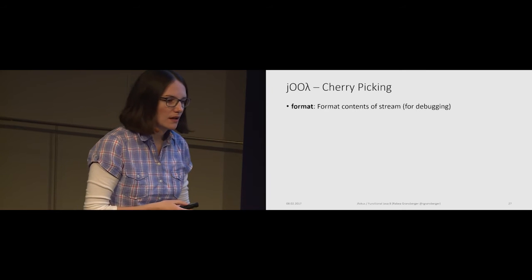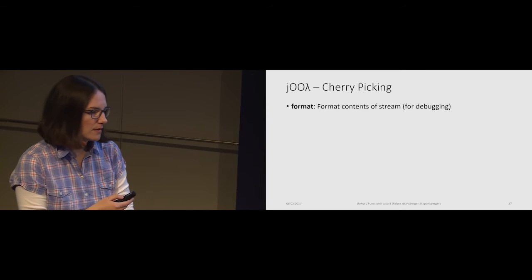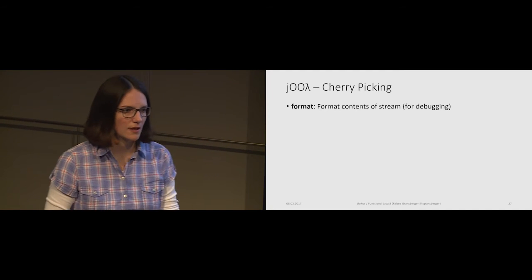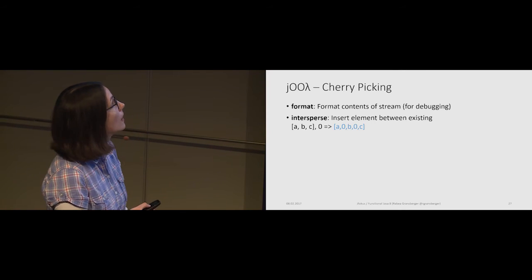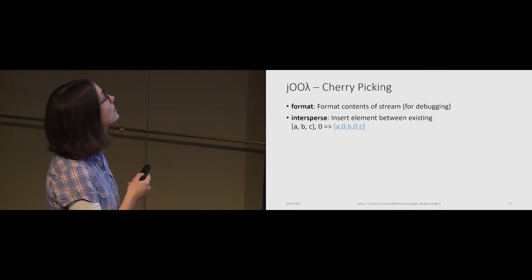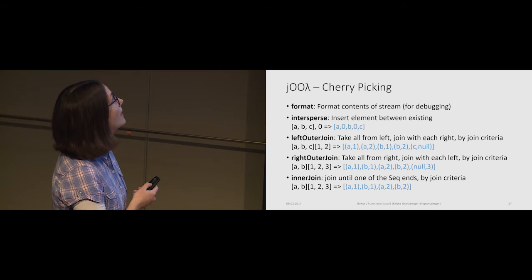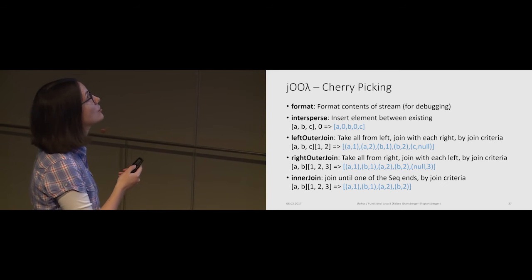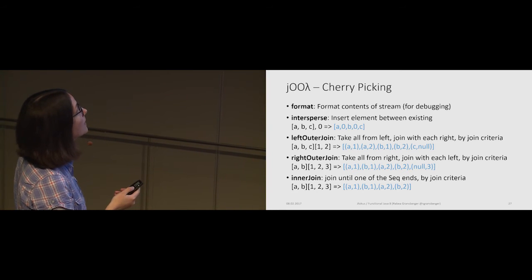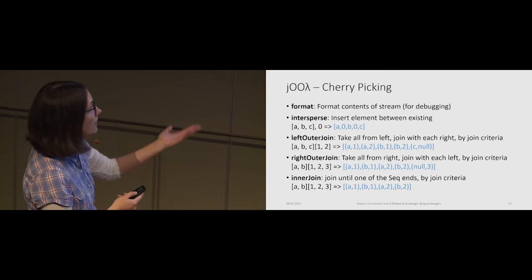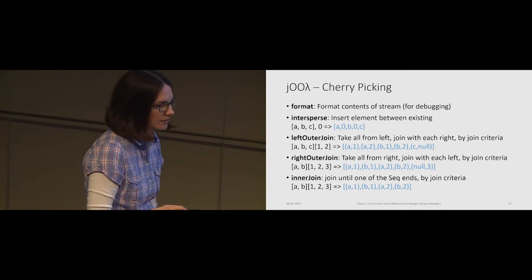So, some cherry picking of the actual instance methods. We can directly format the contents of the stream, which should only be used for debugging purposes to just have a quick peek at what's inside of the stream. Intersperse is adding an element between each existing element of the stream, so we're adding a 0 here between the existing elements. And then we have all kinds of SQL-like functions, like a left outer join, for example, so taking all elements from the left side and joining them with each matching element from the right side by giving a join criteria. Right outer join, the other way around, and then inner join, only the matching elements from both sides.